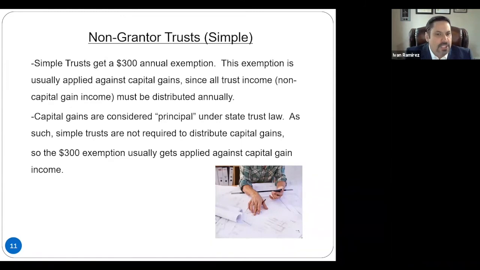Now, it's interesting that capital gains under Texas state law are considered principal. So again, depending on what state your client's trust is in, you have to check with that state's rules to see what is defined as principal and what is defined as income. But here in Texas, capital gains are not considered income. They're considered principal under Texas state law. Okay. So that's why simple trusts are not required to distribute capital gains, because under state law, capital gains are considered principal.